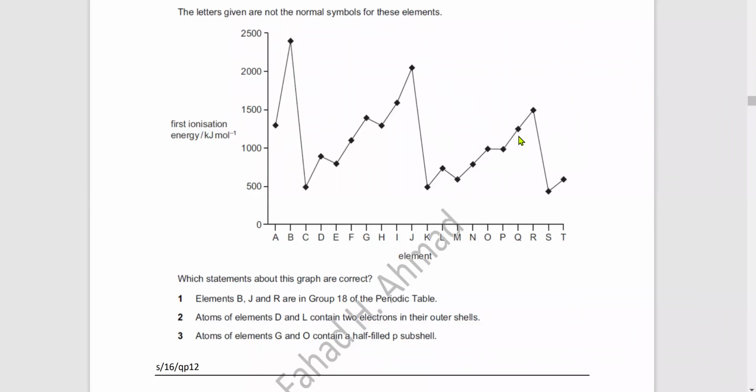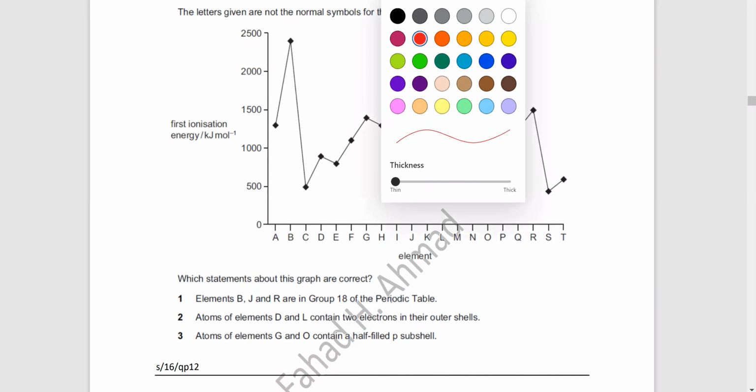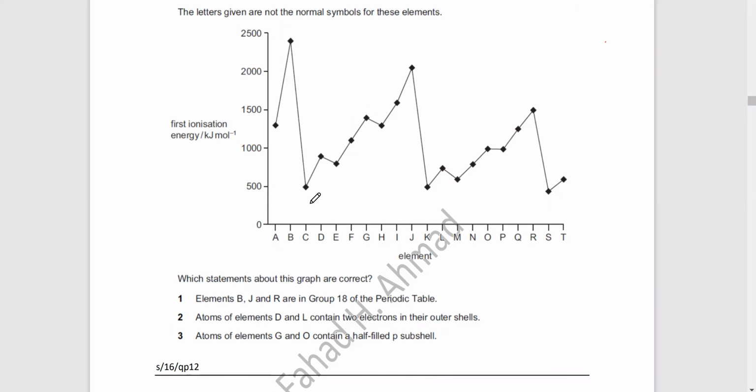So it's the same thing over and over again. Anyways, the first option is that elements B, J, and R are in group 18 of the periodic table. So where is B? B is this one. Okay. Where is J? J is over here, and this is R. So they're definitely in group 18 of the periodic table.